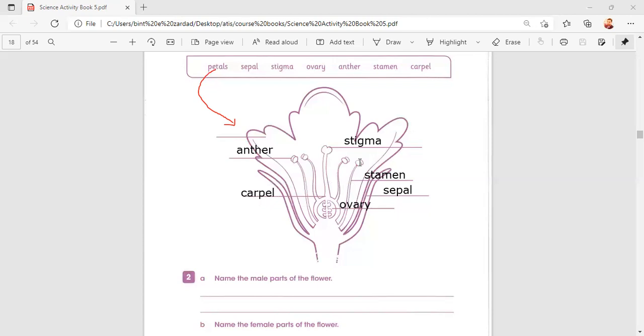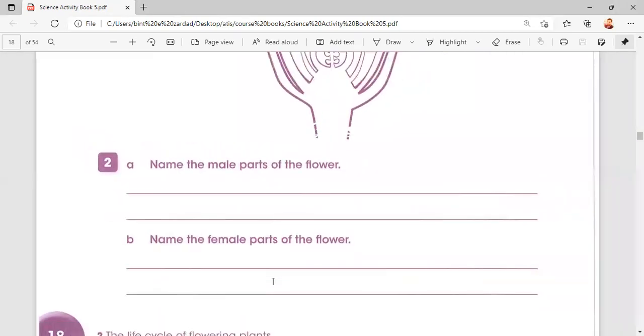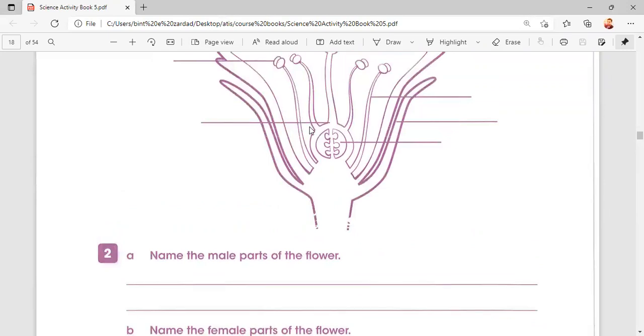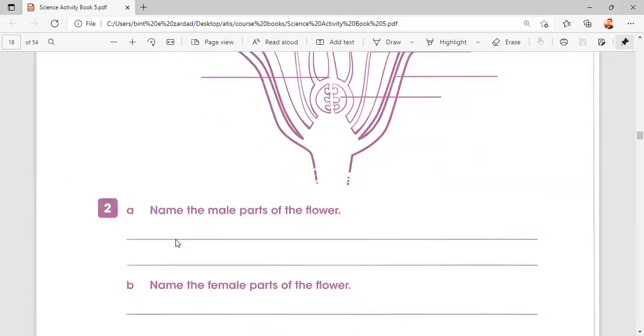After this question, name the male part of the flower. Anther and stamen, both are the male part of the flower. This is the male part of the flower. And the upper part is the anther, this is the filament. Both together, the complete name is stamen. So the male part is stamen.